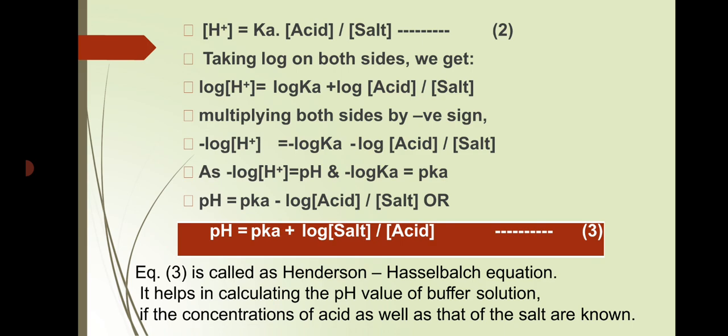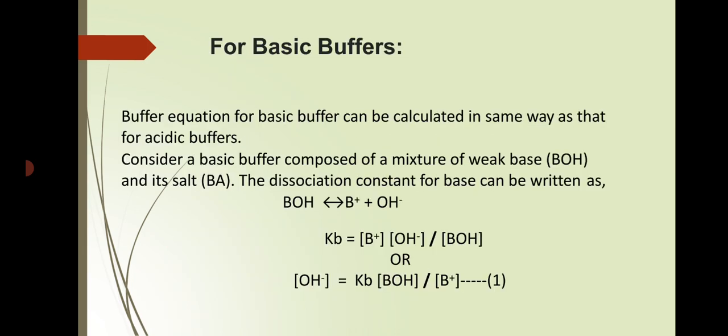Equation 3 is called the Henderson-Hasselbalch equation. It helps in calculating the pH value of a buffer solution if the concentrations of the acid as well as that of the salt are known. For basic buffers, the equation can be derived in the same way as that for acidic buffers.